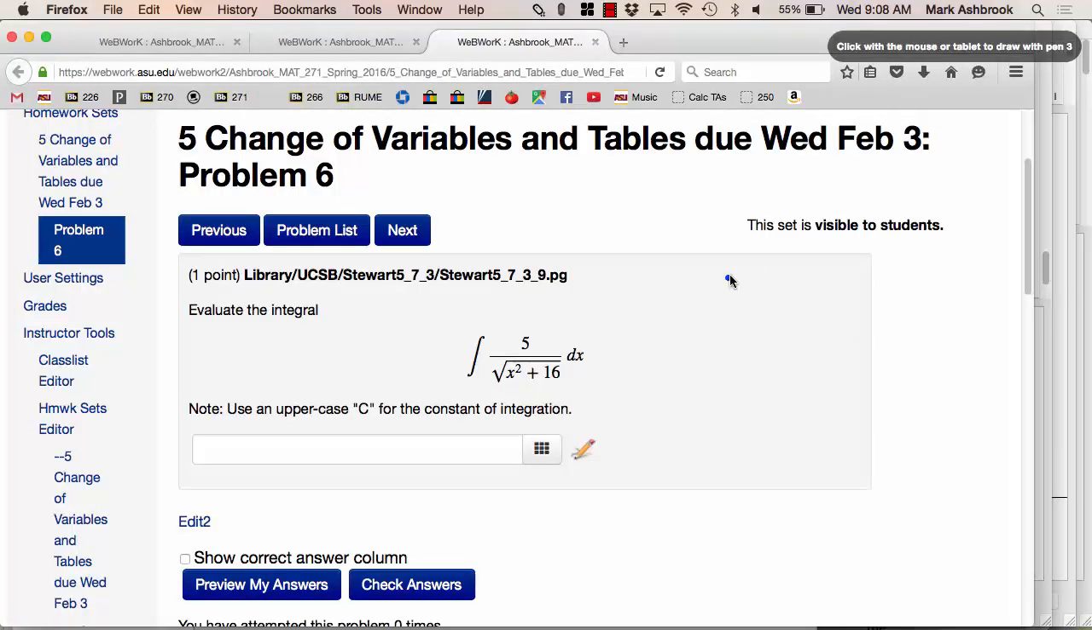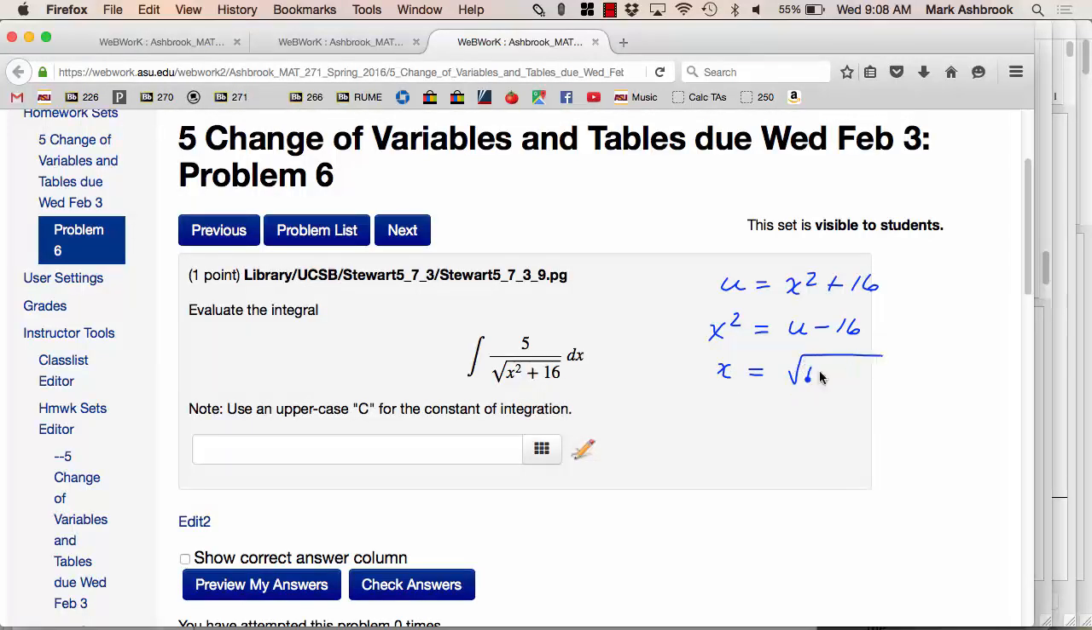Maybe we think u is, by the same logic as the last problem, x squared plus 16. Then we need dx. So x squared is u minus 16, and x is the square root of u minus 16, actually plus or minus. And then we need dx. So it's 1/2 u minus 16 to the negative 1/2 du.